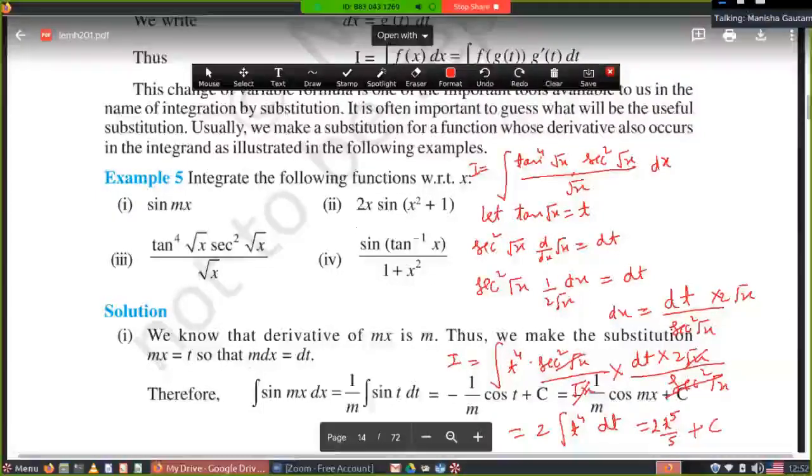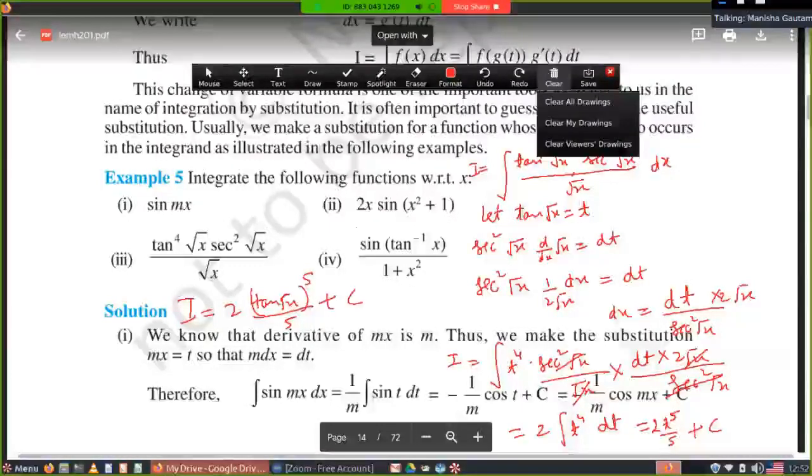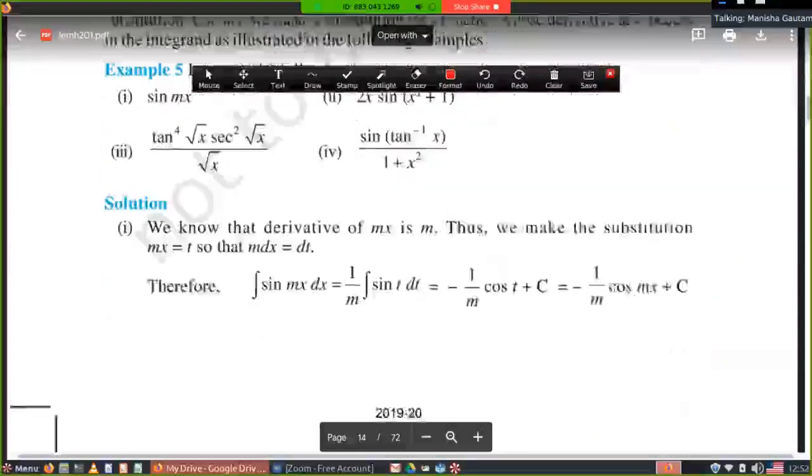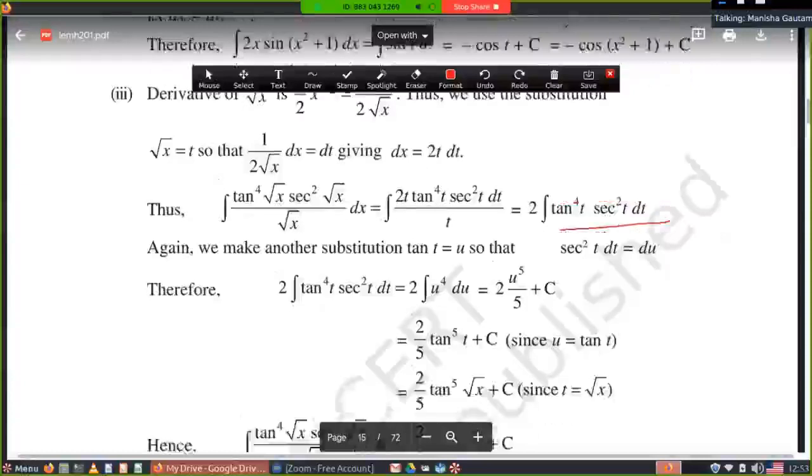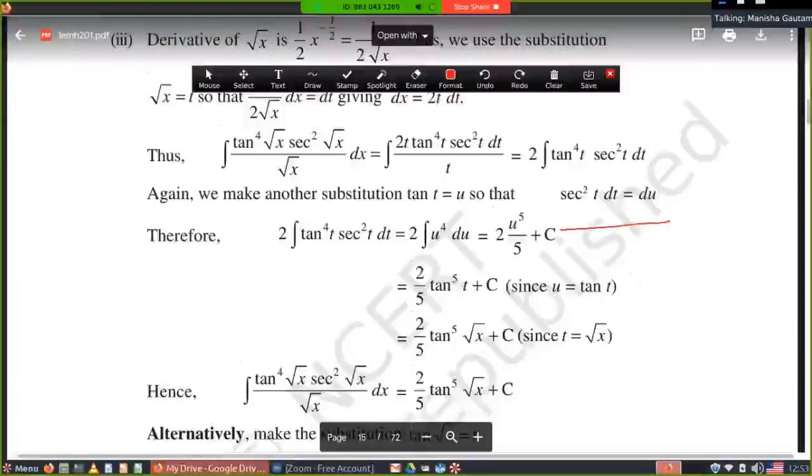Now put the value of t here. What you will get? The answer will be I is equal to 2 tangent root x to the power 5 upon 5, plus constant. Now you can do it, now find out. Let's see the solution also. In the second part, I have just told you minus cos x square plus 1. Here I have told you this is 2 upon 5. This is the answer.